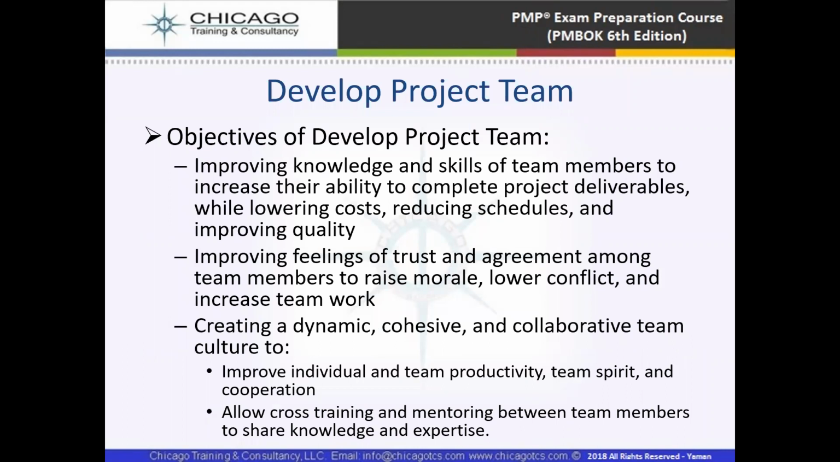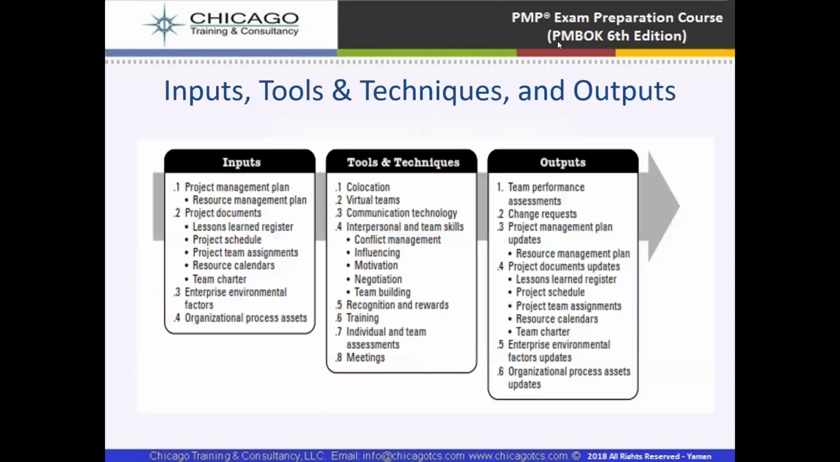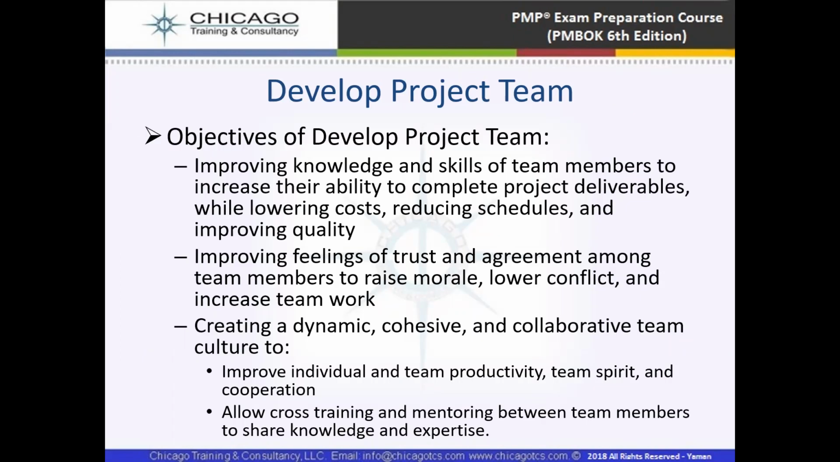The objectives of develop project team are to improve knowledge, improve feelings of trust and agreement, and create a dynamic, cohesive, and collaborative team culture. To develop team culture, so there is team spirit and good productivity. There are also trainings, basically training and mentoring the team members to share knowledge. So the project team members are developed, and they give us a good output here.